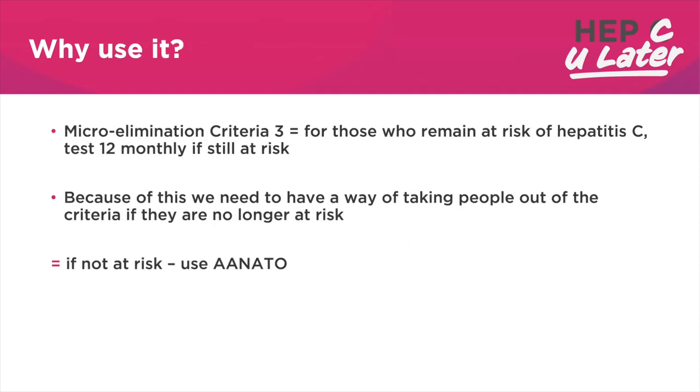And why do we use it? Micro-elimination criteria 3 states that everyone in treatment who is currently at risk of a Hep C infection should have a test every 12 months, and this should be repeated while a risk exists. Assessed as not appropriate to offer is a way of removing those who were at risk from criteria 3 once there is no longer a risk present. So once it's been agreed our service user is no longer at risk, we can record them as assessed as not appropriate to offer.